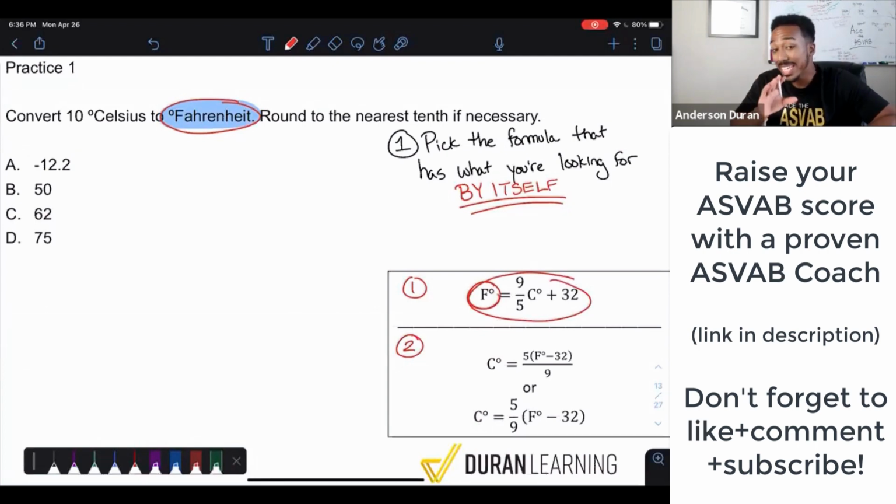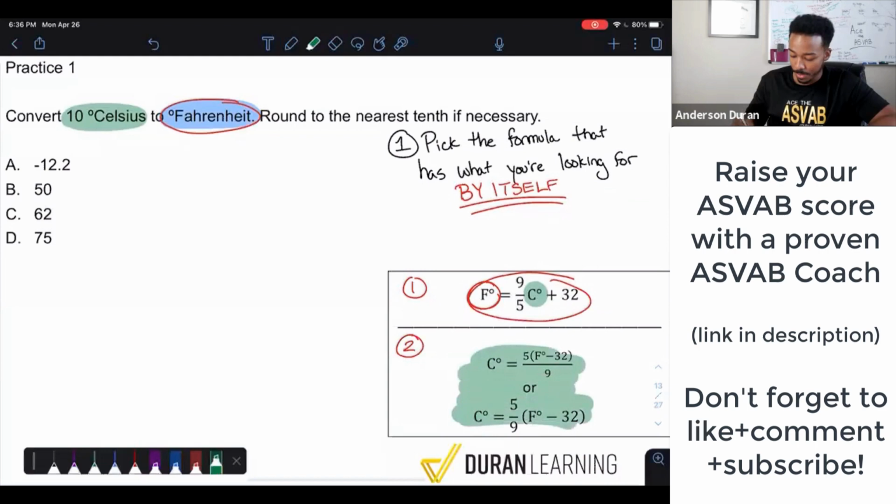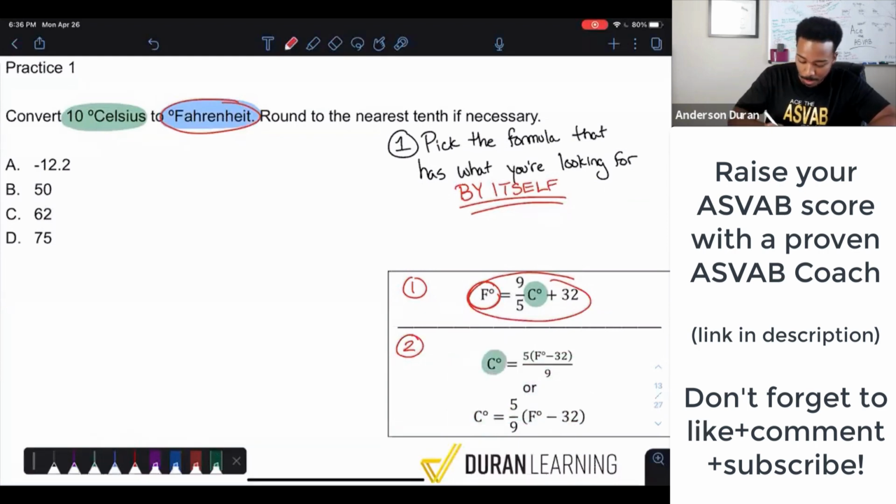The reason this makes it easy is because you have 10 degrees Celsius already given to you. You're going to plug it in right there, do the math, and call it a day. If we were to use the second formula, it would be a lot harder because you would plug in the Celsius, but then you're looking for F. That's going to be a lot to unpack. You'll get the same answer, but in like 5 extra steps.